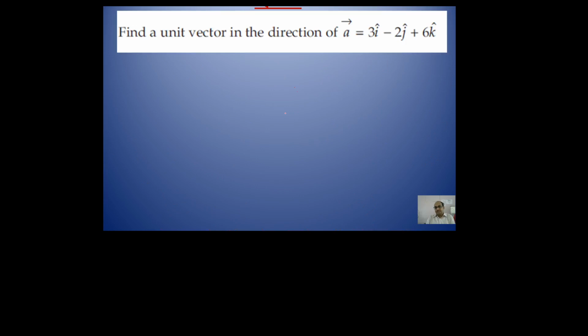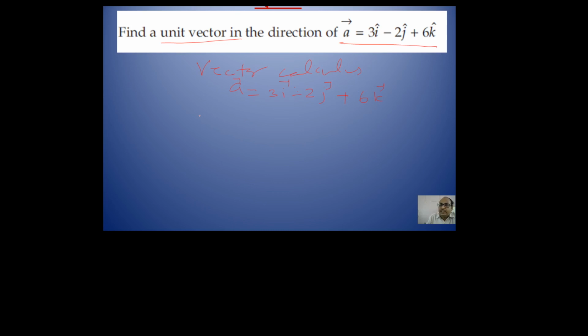Question number 8. This is from 3-dimensional geometry and vector calculus. Okay, vector calculus. So this is from vector calculus. So we need to find a unit vector in the direction of the given vector. So the vector given to us is a equal to 3i minus 2j plus 6k.